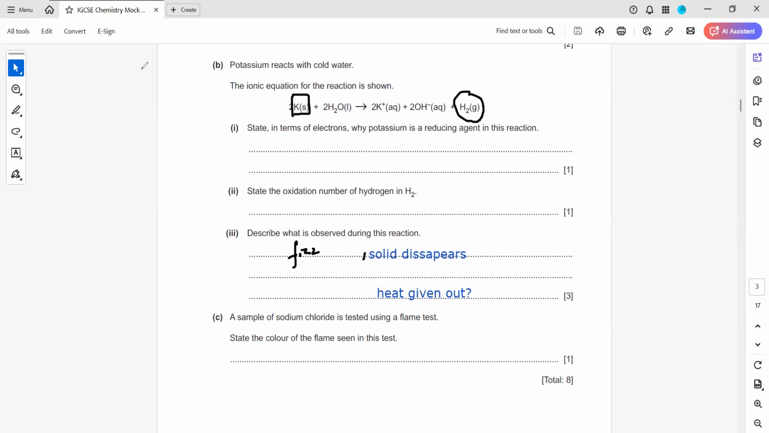What else? Potassium is an alkali metal, and alkali metals can catch fire. So we will also observe a purple flame, because potassium is a highly reactive metal. When potassium burns, it gives a purple color. It should not be colorless; marks are for a colored flame.